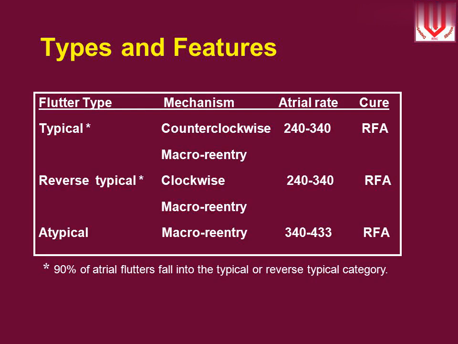Types and features. Flutter type, mechanism, atrial rate, cure. Typical: counterclockwise macro-reentry, 240 to 340, RFA. Reverse typical: clockwise macro-reentry, 240 to 340, RFA. Atypical: macro-reentry, 340 to 433, RFA. 90% of atrial flutters fall into the typical or reverse typical category.